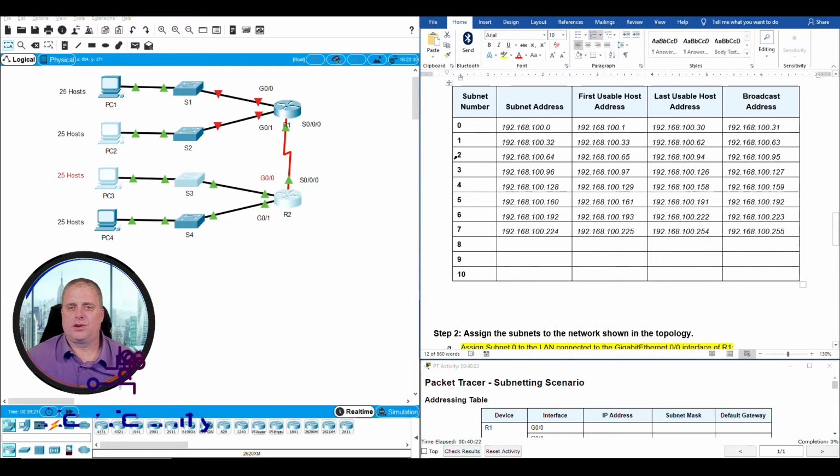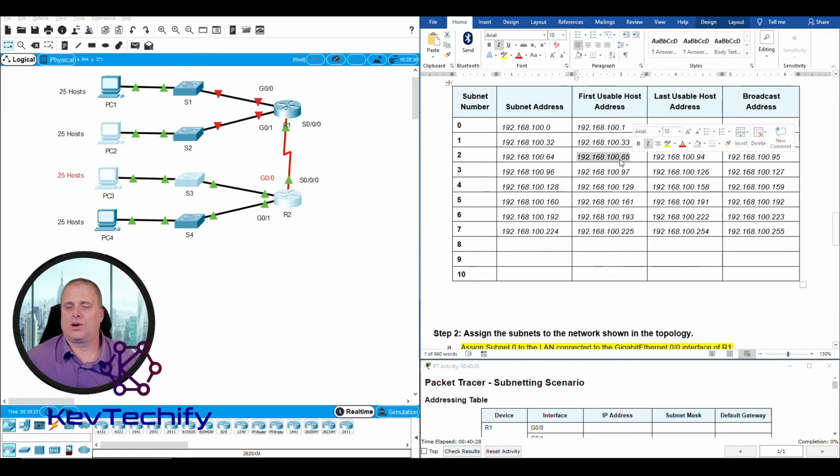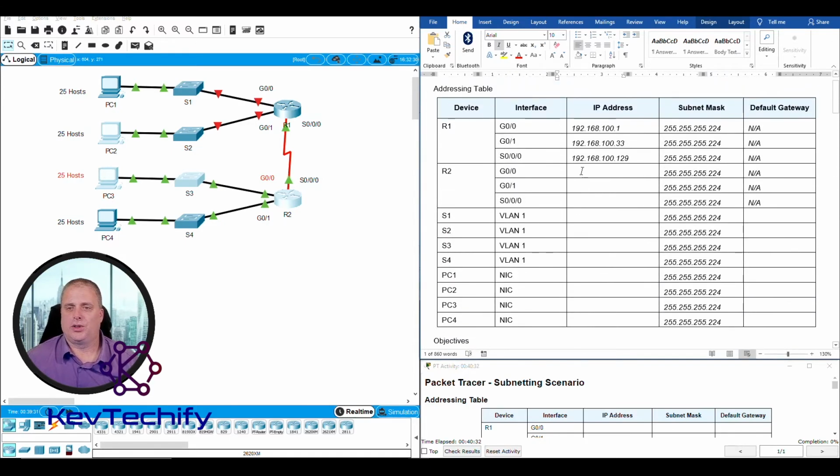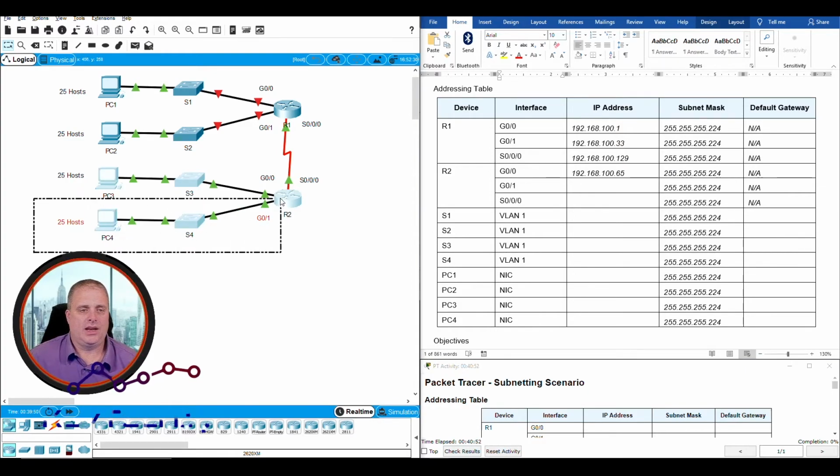Subnet 2, our third subnet, is right here. Our first usable address, 192.168.100.65. Scroll up. We can put that address right in here, 100.65. Subnet mask already filled in. Next, we fill in our gig 01. Gig 01 is this last local area network. That's the one right here.